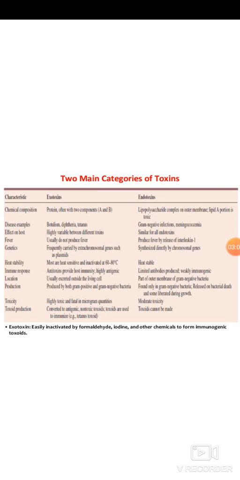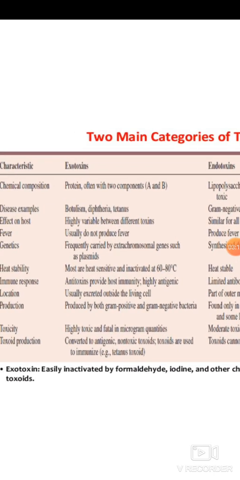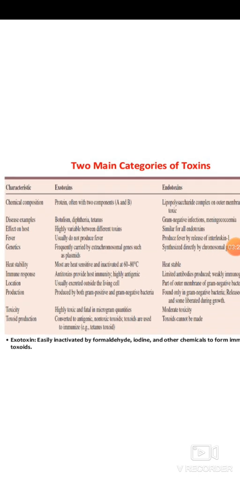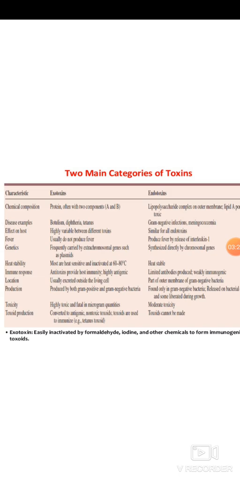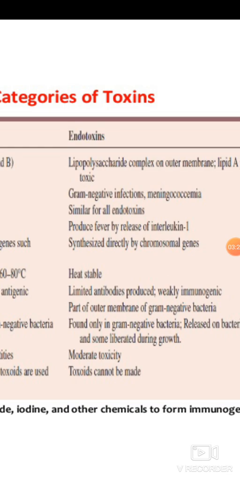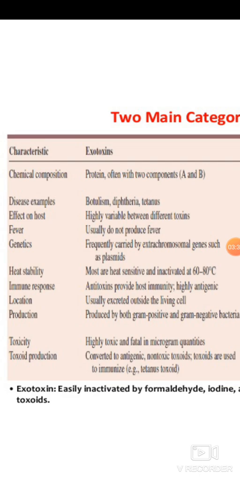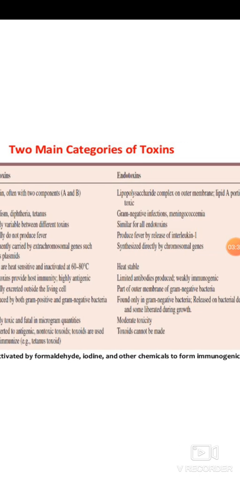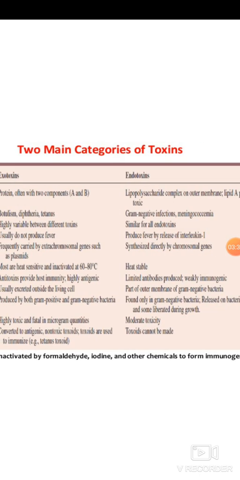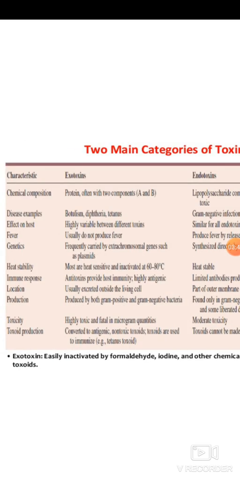Then examples of the disease. Examples of disease in the exotoxin are botulism, diphtheria and tetanus. In case of endotoxins, it is the gram-negative bacteria and meningococcemia. Then about the effect on the host, it is highly variable between the different toxins. It is most often similar for all the endotoxins. Then fever we have already discussed.